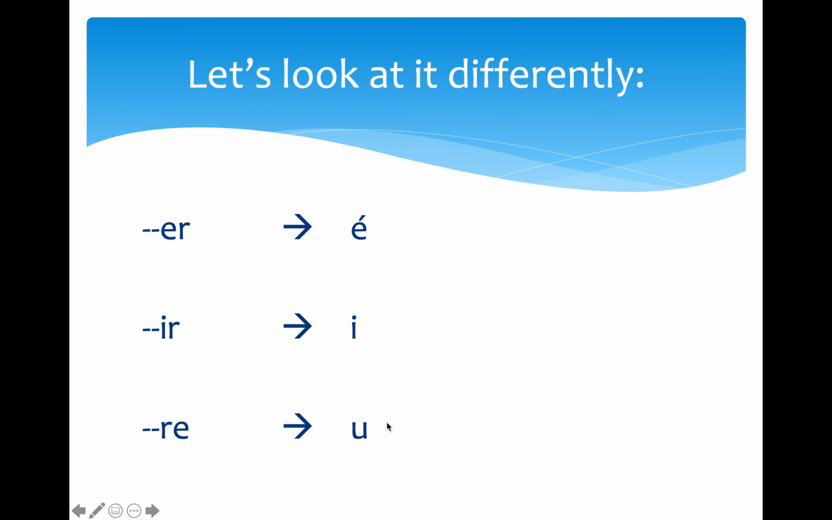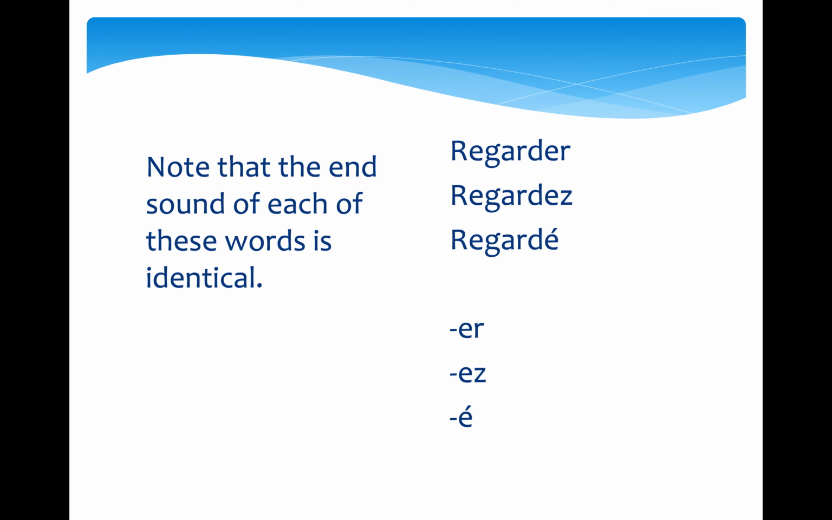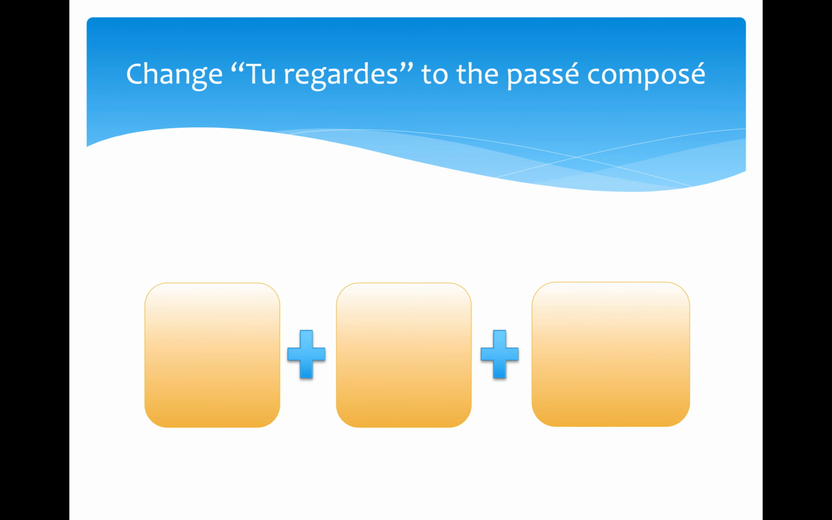Now you're going to learn really soon that the irregular past participles also have those sounds. So if it's a past participle, you've got three choices for what the end sound is. So let's just do a quick review, and if you need, you can pause.